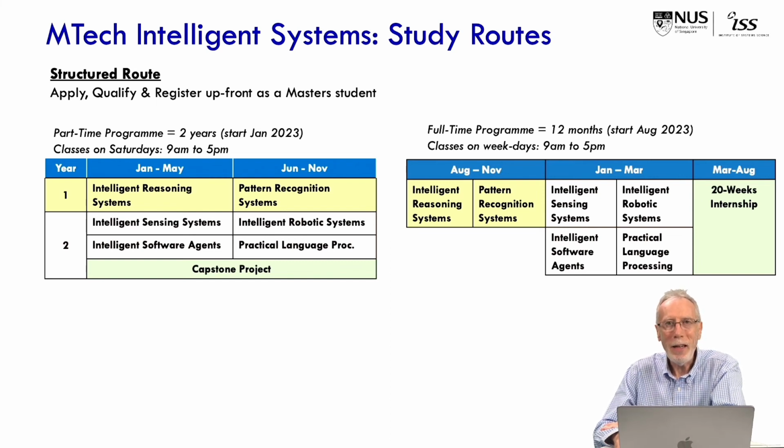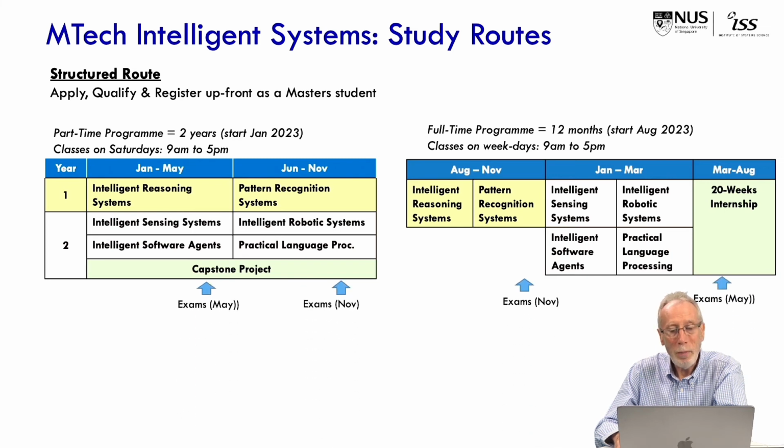And in parallel in year 2, you would be taking a capstone project, which is a team-based project where you work with your classmates on a real industrial problem. If you're doing the full-time program, then the capstone project takes the form of an internship project where you are seconded within an industry sector or a company within Singapore, again to work with some of your fellow classmates on a real industrial project.